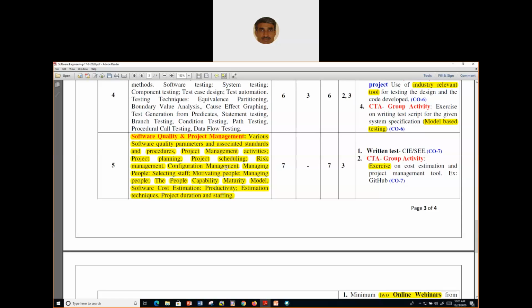Yes. So just to summarize, please look into software quality parameters, and all of them with reference to your project. Project planning, scheduling, risk identification, mitigation, in general and with reference to your project. Configuration management is general procedures. People capability maturity model, cost estimation with reference to your project. Please work on that. So are you clear about that?